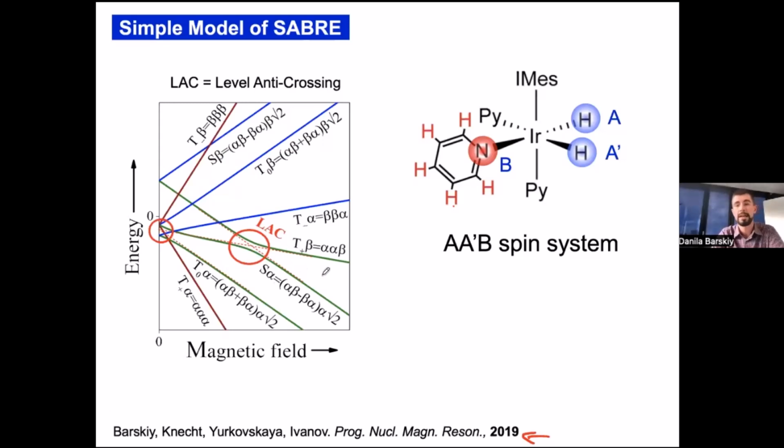However, this picture is very basic, and it's very simple for beginners to understand how you obtain polarization in the SABRE method. So imagine that you have a complex in which you have 3 spins, and 2 of them come from your parahydrogen, and the 3rd spin is from your substrate molecule. In this particular case, I put it on the nitrogen side.